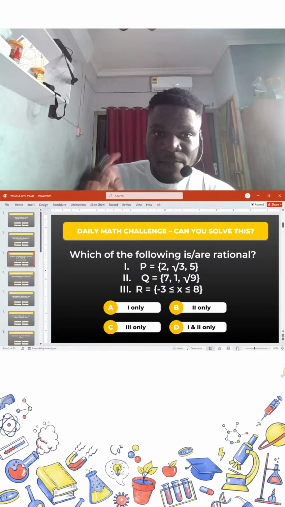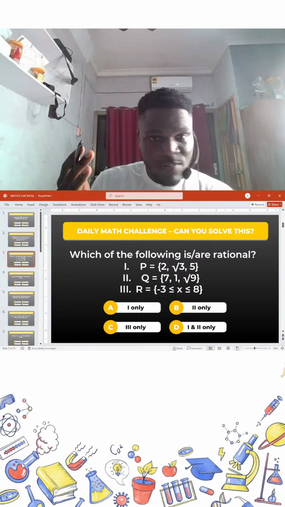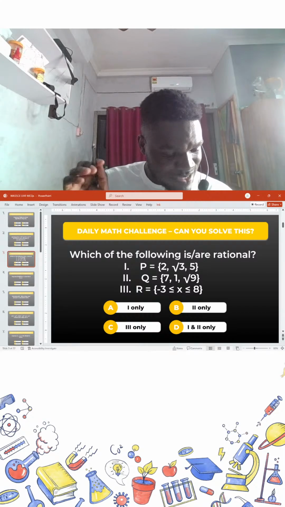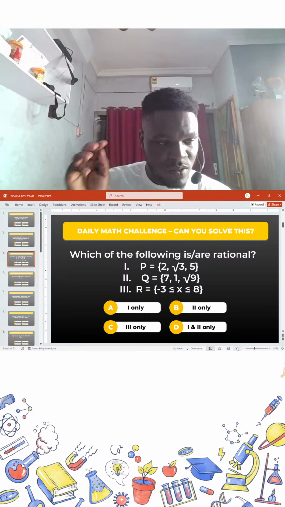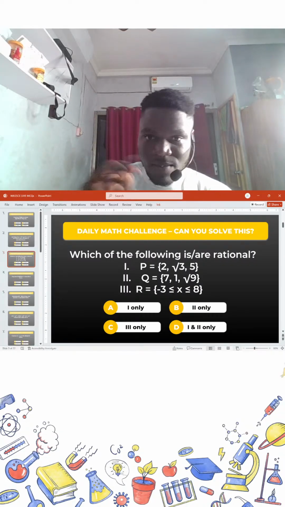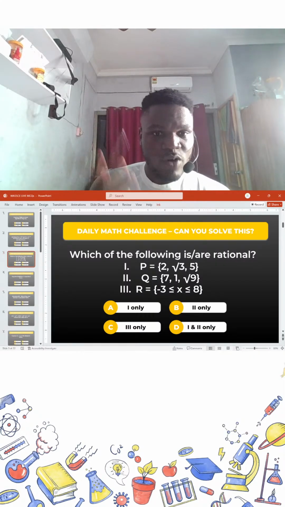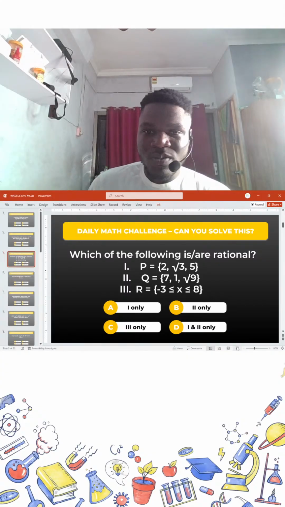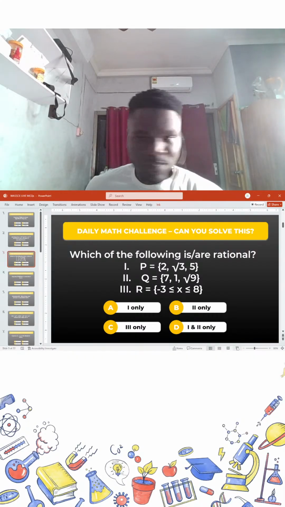All right, guys. So there's a slight mistake with the question. The II option, the Q, the numbers in the set are 7, 1/6, okay, not 1, it's 1/6, and then root 9. These are the numbers for the set Q. Now based on that, which of the following is or are rational? We have option A, I only, option B, I only, option C, I only, and then option D, I and II only.